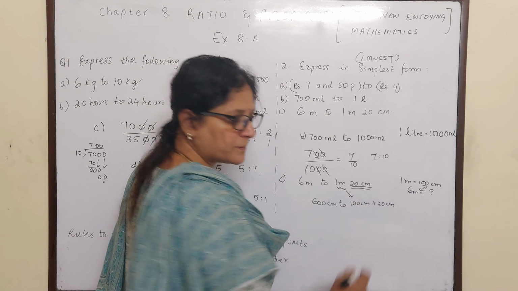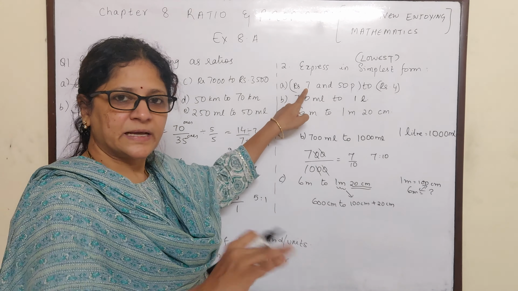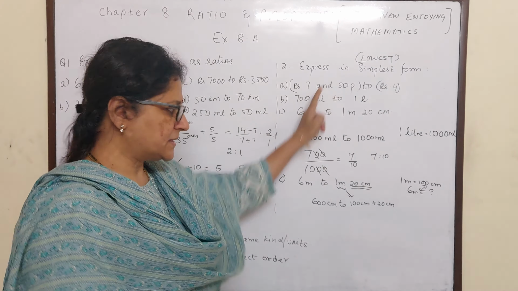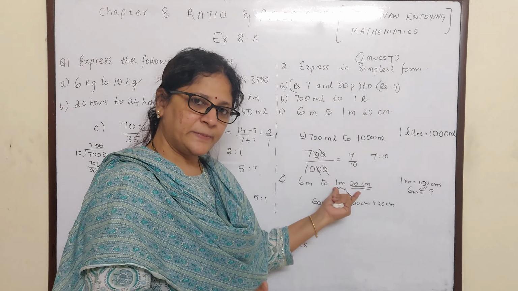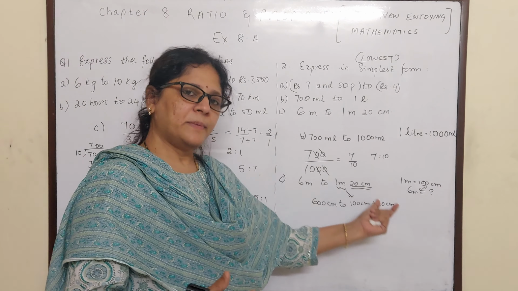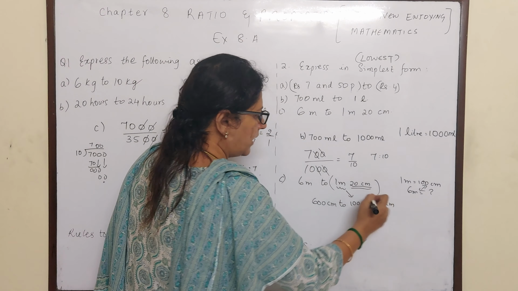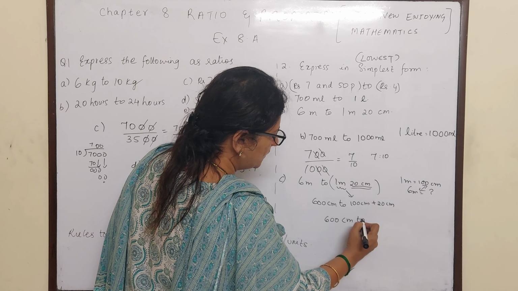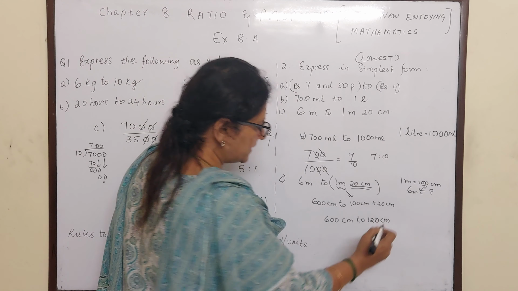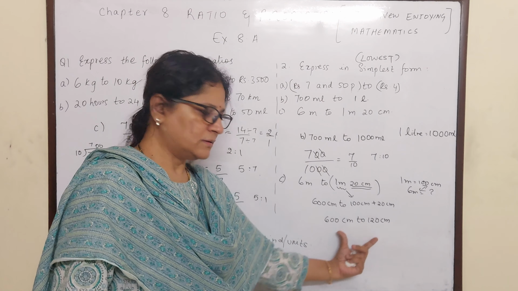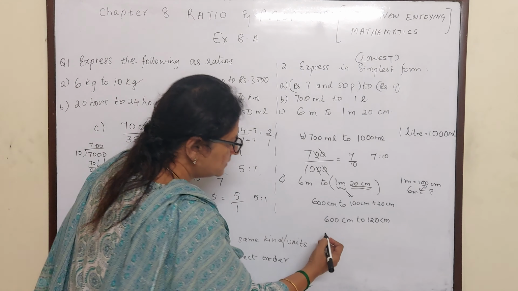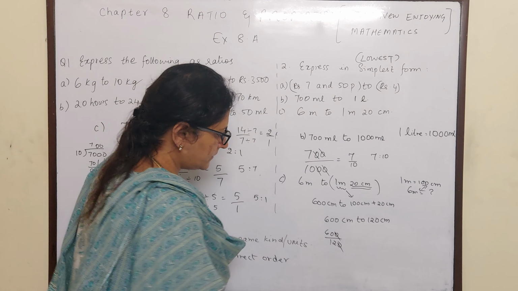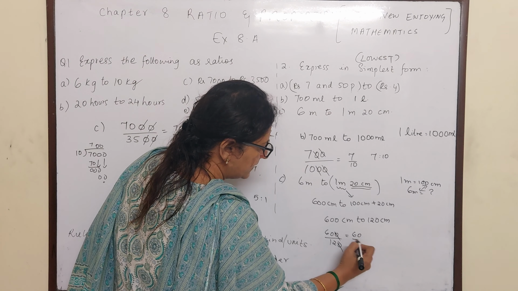We did this in rupees and paise, right? 7 rupees became 700 paise plus 50 paise, it is 750 paise. In the same way, 1 meter is 100 centimeter plus 20 centimeter is 120 centimeter. So 600 centimeter to 120 centimeter. Now I have got this in the same units. So 600 divided by 120, zero gone. So this is 60 by 12.